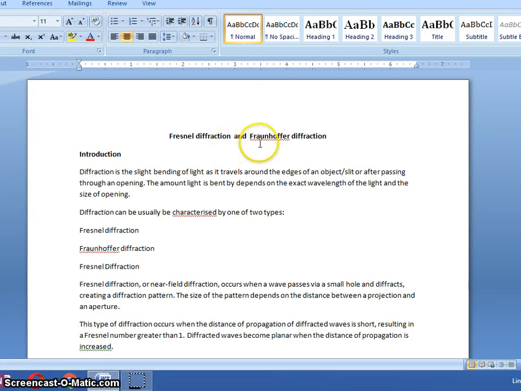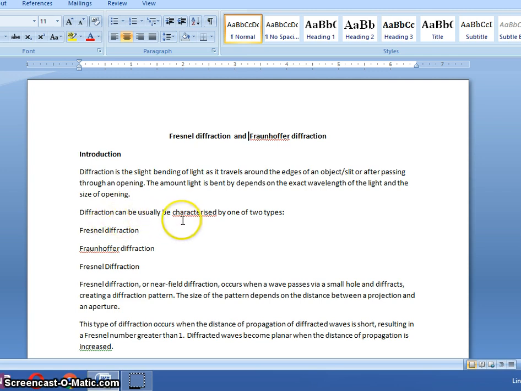Fresnel diffraction and Fraunhofer diffraction. Diffraction is the slight bending of light as it travels around the edges of an object or after passing through an opening. The amount the light is bent by depends on the exact wavelength of the light and the size of the aperture.